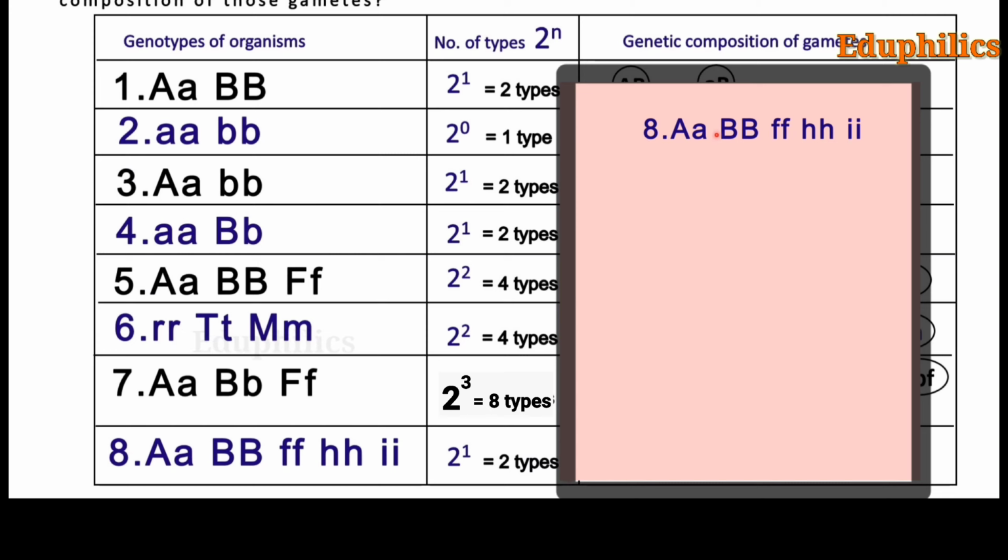In this example, the first pair of alleles only are different, capital A and small a. In the next pair, both alleles are similar, so we are going to write only capital B. These 3 are also homozygous in condition, so small f, small h and small i. So this is the genetic composition of one gamete. This is an easy question. And here also same thing, small f, small h and small i. 2 types of gametes are formed here. Let's write them in the table.